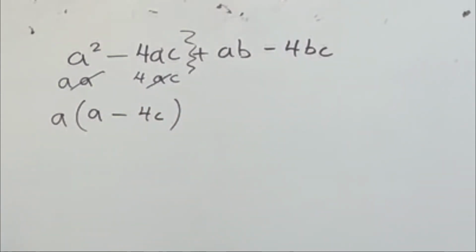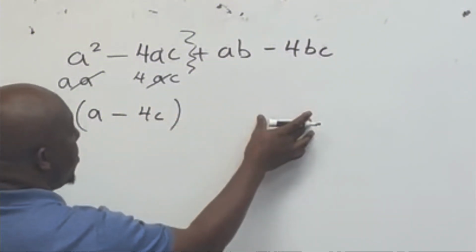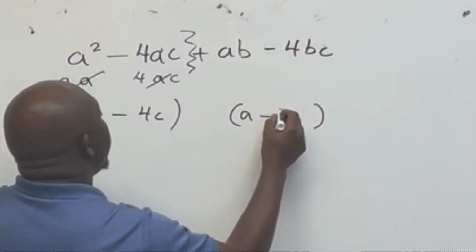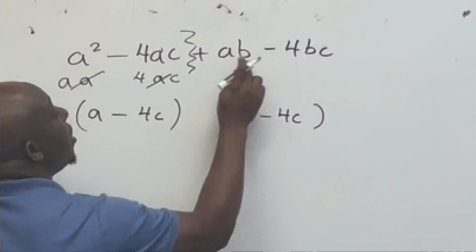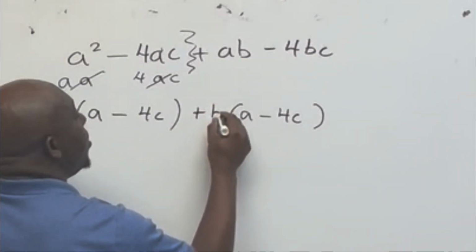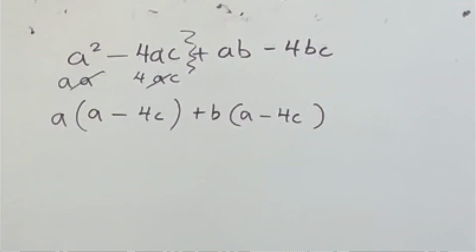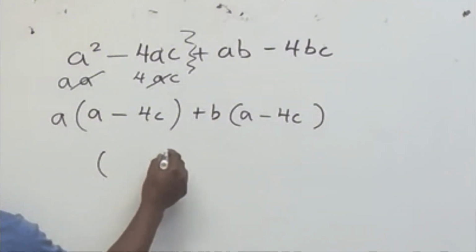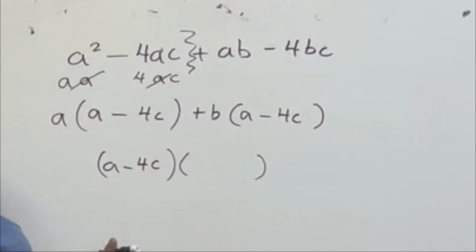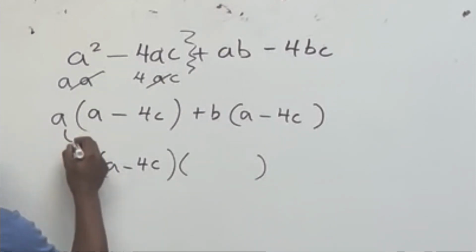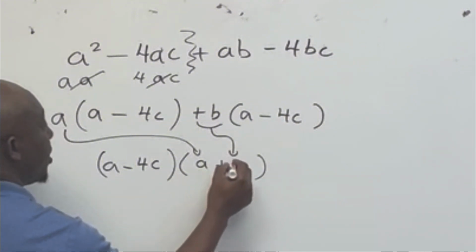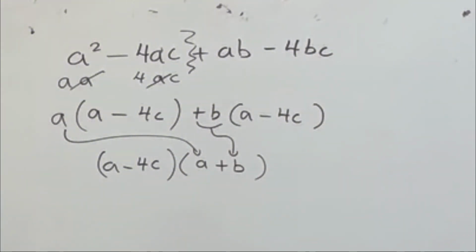Now the other side, I do the same thing. Copy and paste. A minus what? 4C. Look at this. What is the common factor here? B plus B. Did you see that? And your final answer is what? A minus 4C, parenthesis, A, B plus B. And that's it.